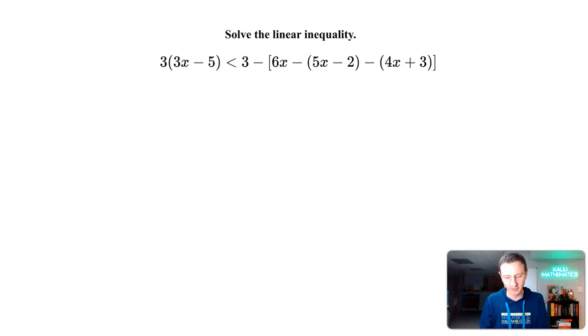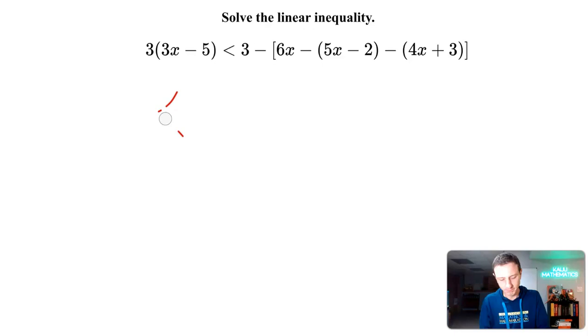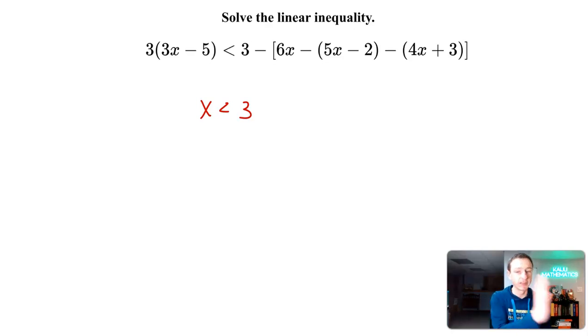Because what we're trying to figure out here is, for what x values does this make a true statement? Meaning, if I got a statement saying x is less than 3, that means that all the x values strictly less than 3 will make this inequality true. That's what we're trying to figure out here.